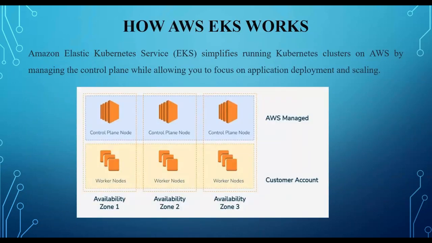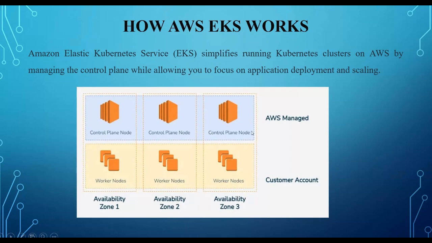The next is how AWS EKS works. Elastic Kubernetes Service simplifies running Kubernetes clusters on AWS by managing the control plane while allowing you to focus on application deployment and scaling. So here we can see there are two nodes. One is the control plane node, another one is the worker node. The control plane node is managed by AWS. The worker node is managed by the customer account.